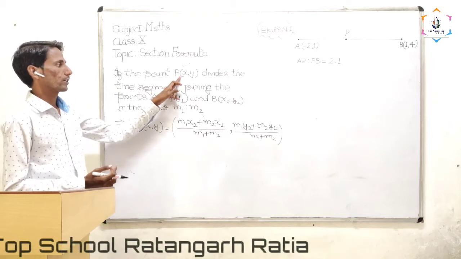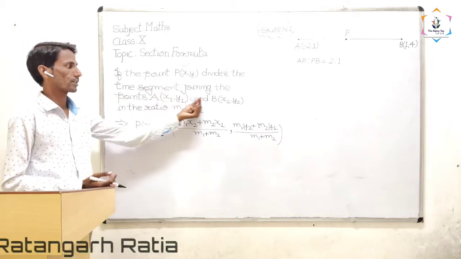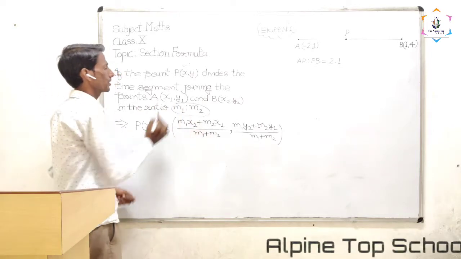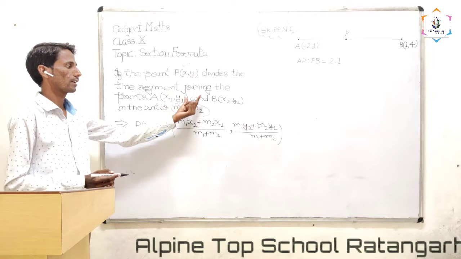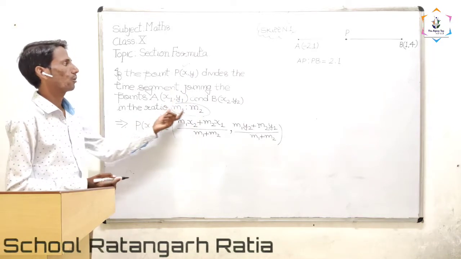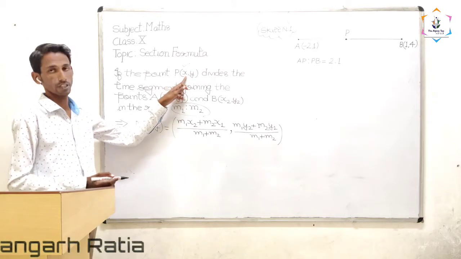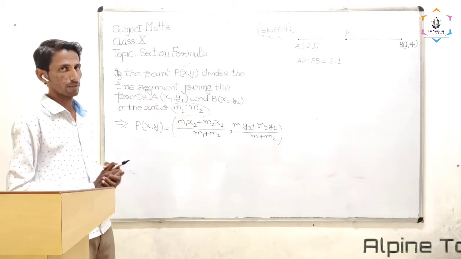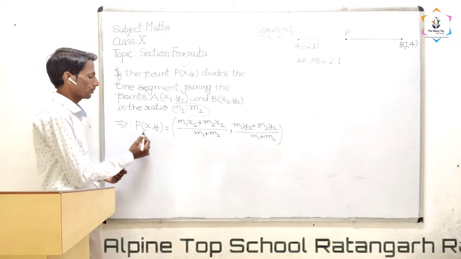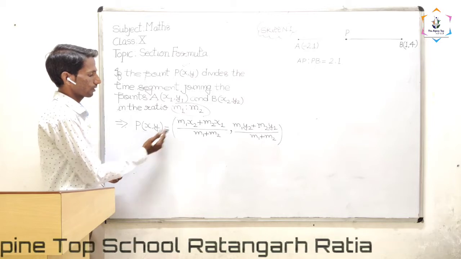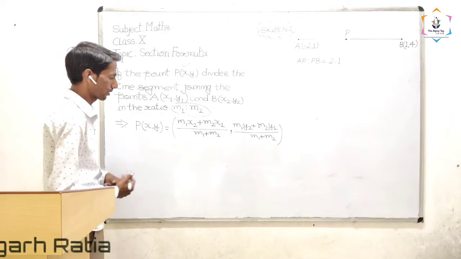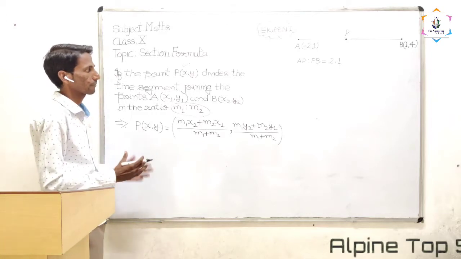This point P divides the line segment joining the points A and B in the ratio m1 to m2. It means if a point divides a line segment according to a given ratio, then how can we find the coordinates of that particular point which divides the line segment in some ratio? We are able to find the coordinates of that point with a particular formula known as the section formula. Now, what is the method to learn this formula?